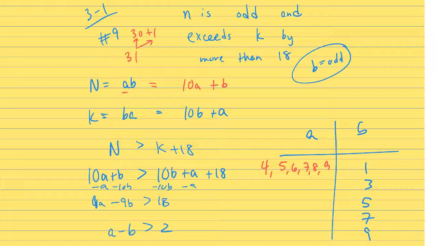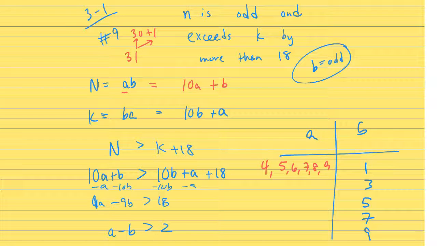And try it. Plug in the 4. 4 minus 1 is 3, and 3 is greater than 2. That works. But if I try 3, I get 2 is greater than 2, which is not true. So that's my possibilities for the 1. How about for the 3? If b is 3 now, put a 3 here in your mind, and think about what numbers can go in place here and be greater than 2 as a gap still.